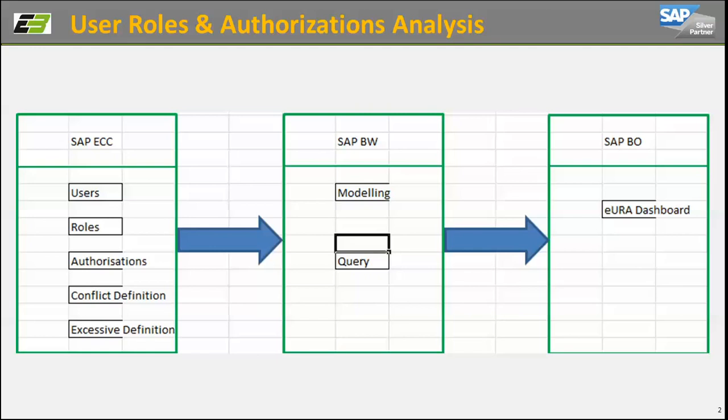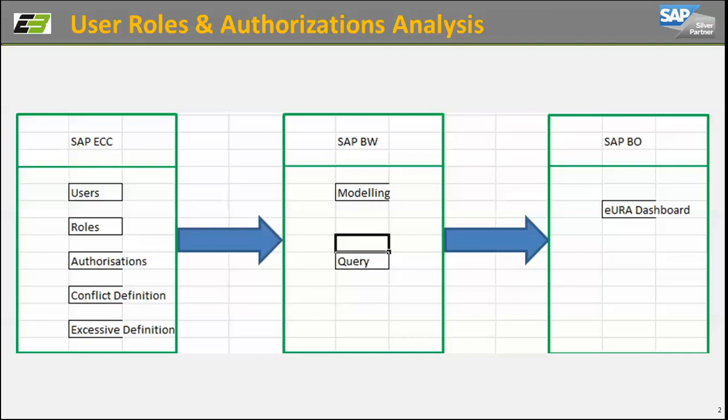The required data is extracted to BW. The BW modeling consists of DSOs, cubes, and multi-providers. The queries are developed on top of multi-providers. These queries are used in SAP Lumira as data sources for various components.